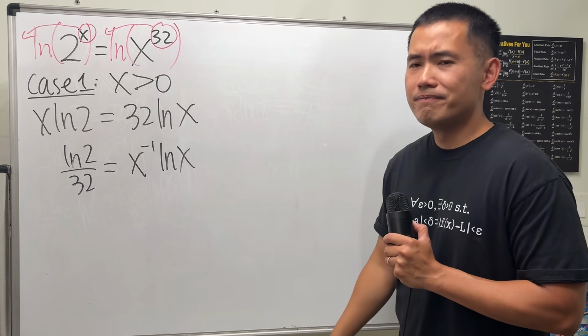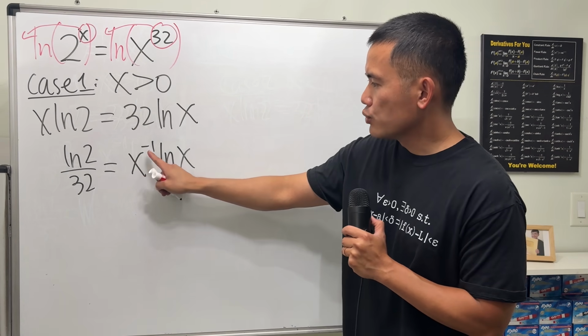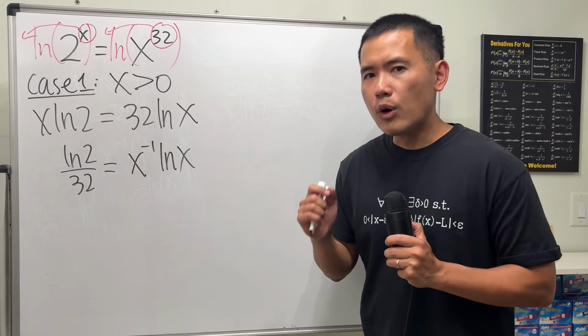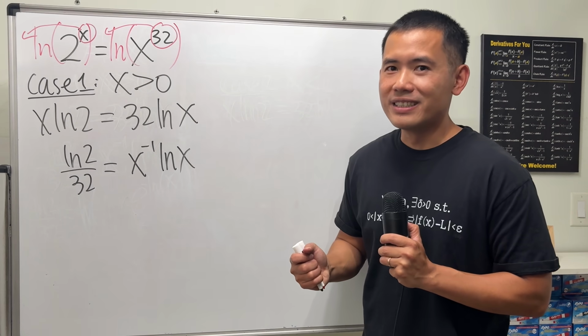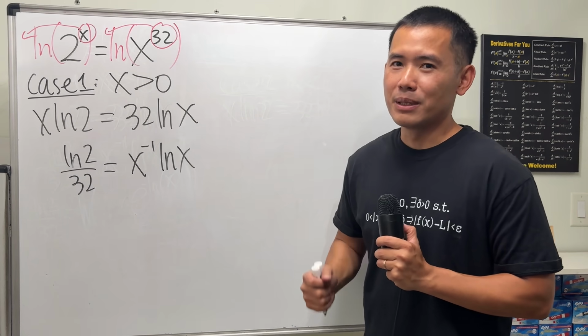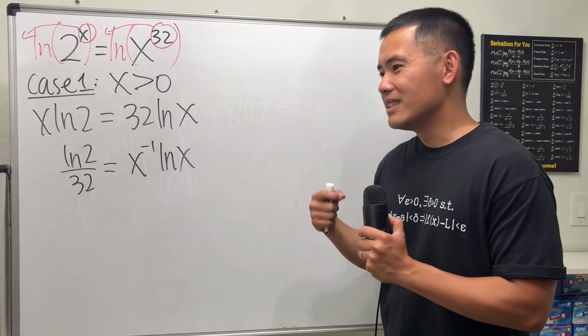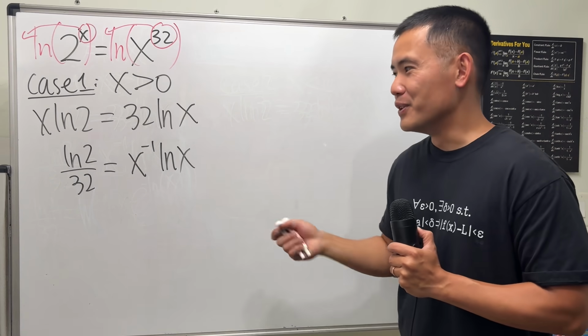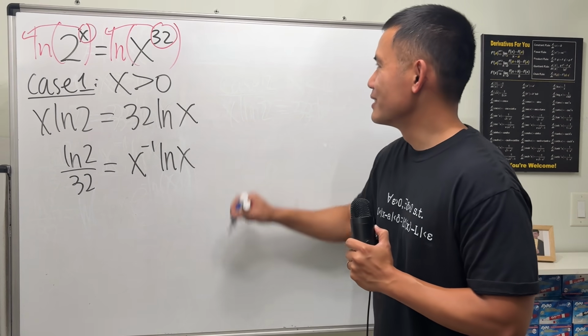Now what do we do? Here we have x to a power times the natural log of x. Our best bet is to use the fish function, aka the Lambert W function, or the other way around. The Lambert W function, aka the fish function. And let me remind you guys this right here.